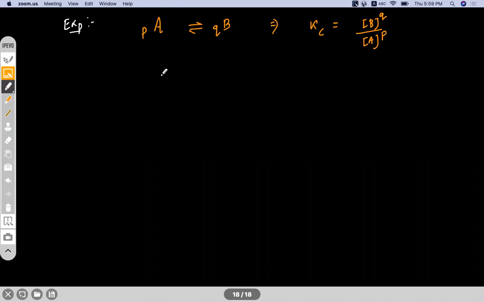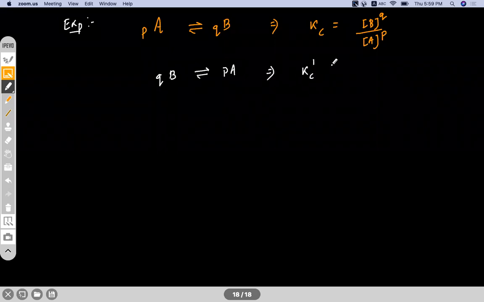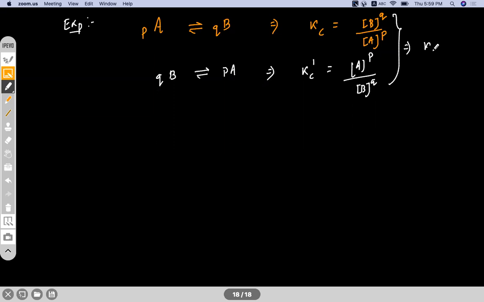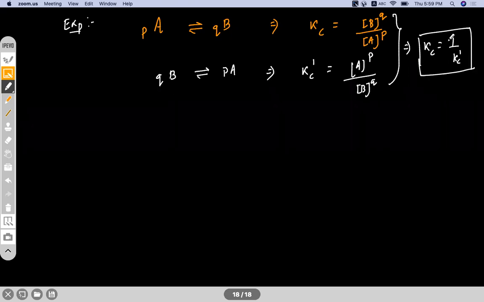Now, if I reverse this reaction, that is QB gives PA, then Kc dash is equal to concentration of A to the power P by concentration of B to the power Q. So if you look at the relation in these two, this Kc is equal to 1 by Kc dash. This means that if you reverse the reaction, the equilibrium constant also gets reversed. Yes, can we conclude that? Simply you can do this.